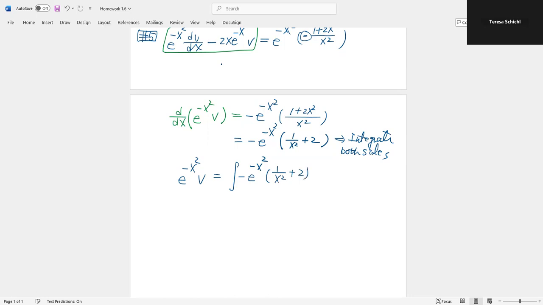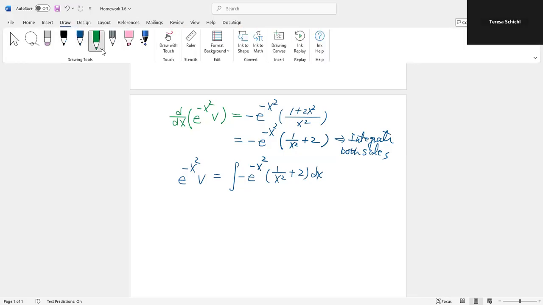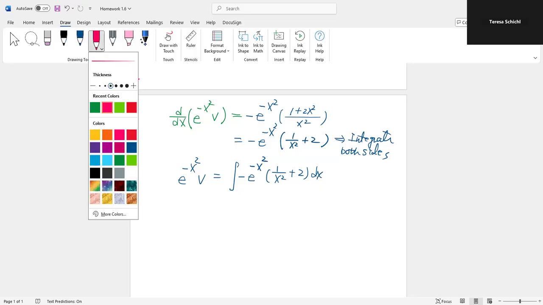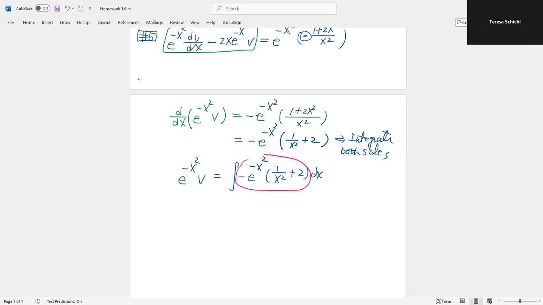dx. When I first started to integrate this, I tried a different method and found it very difficult to do. Then I suddenly spotted something here. I suddenly spotted these numbers here. It's kind of like this is the derivative.